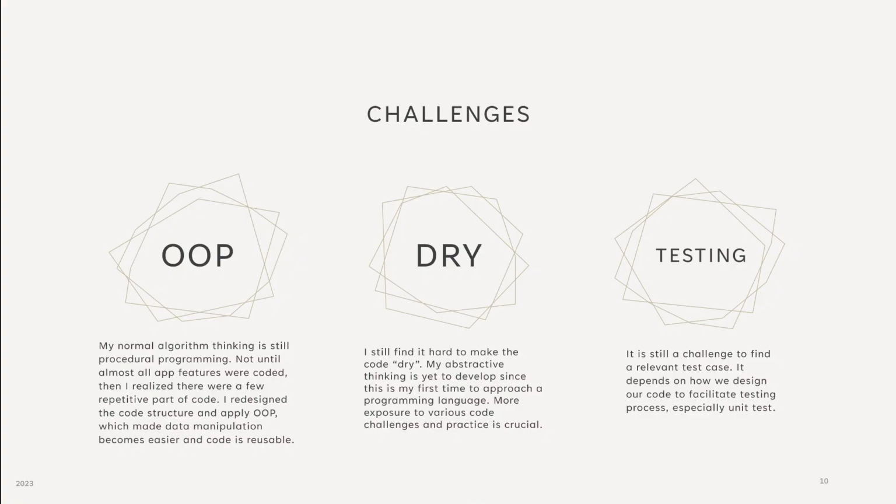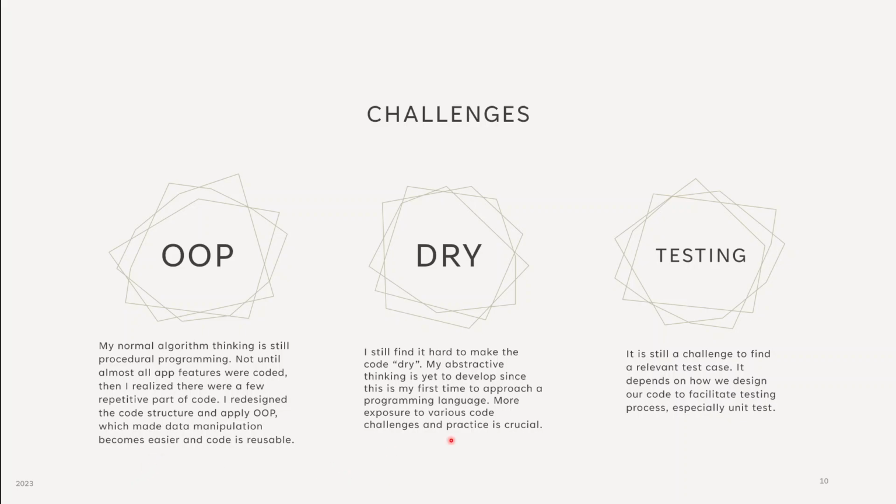And finally, a thought on the development process. It is a challenging project. I find these aspects are the hardest to handle. So first is object-oriented programming. My normal algorithm thinking is still procedural programming. Not until almost all app features were coded did I realize there were a few repetitive parts of code. So I had to redesign the code structure and apply OOP, which made data manipulation much easier and the code reusable.